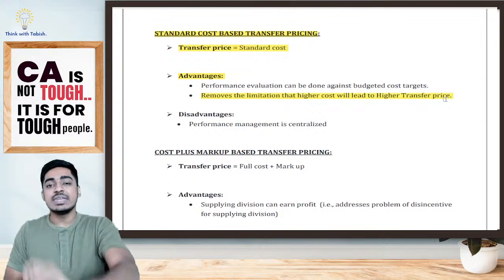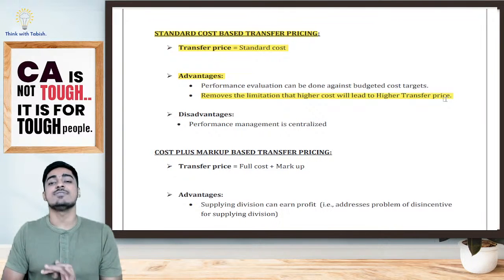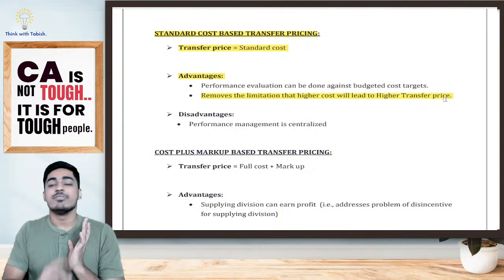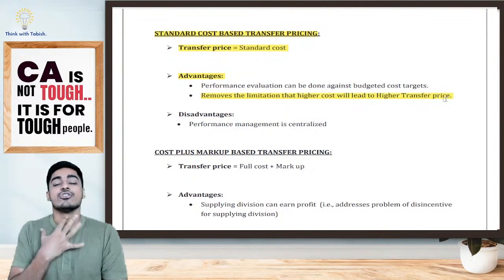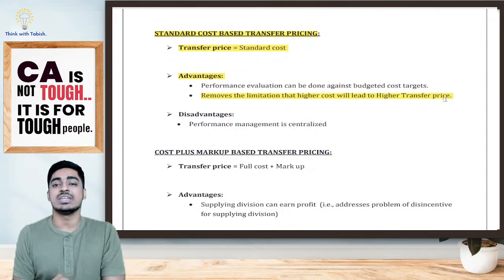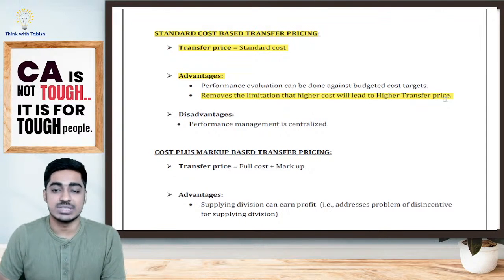If you are incurring extra cost in your supplying division because of your mistake, it will not be transferred to the other division; you only will be held responsible. So the supplying division will have the responsibility. It will try to control the cost. It was not happening in the previous two methods.